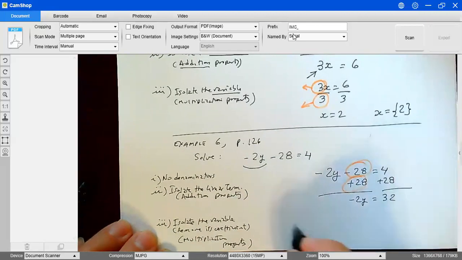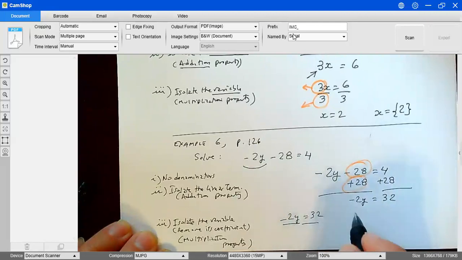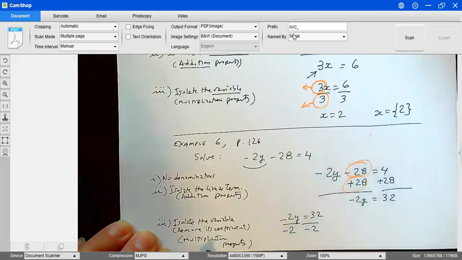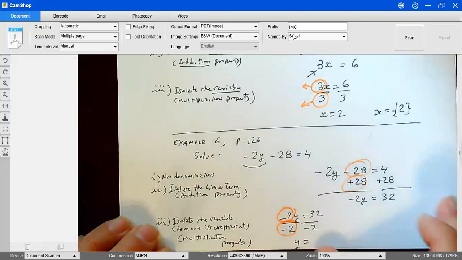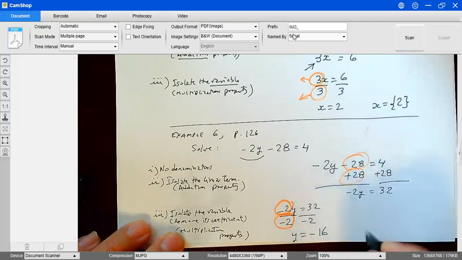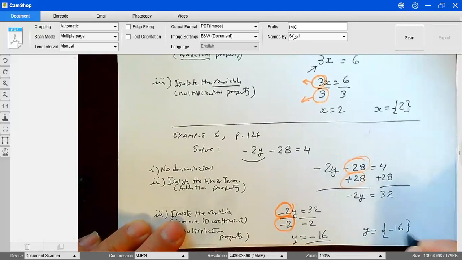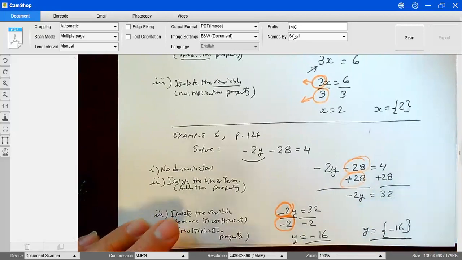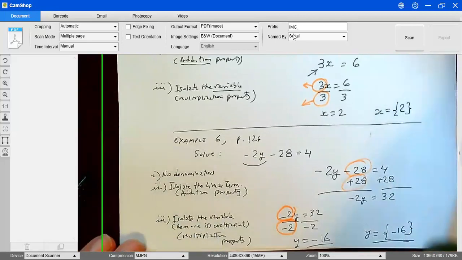So we have negative 2y equals 32. We're going to divide by the coefficient, which is negative 2. That allows us to remove this negative 2 in front of y, and we end up with only y on the left-hand side. 32 divided by negative 2 is going to be negative 16. So that's the solution. You need to verify that. So you're going to be able to write y equals negative 16.